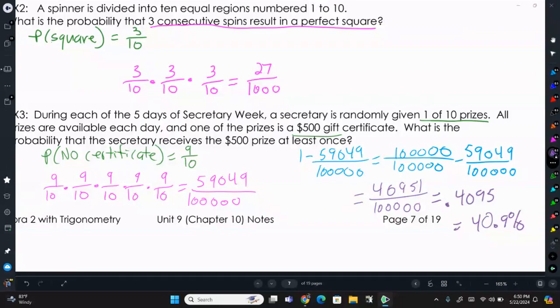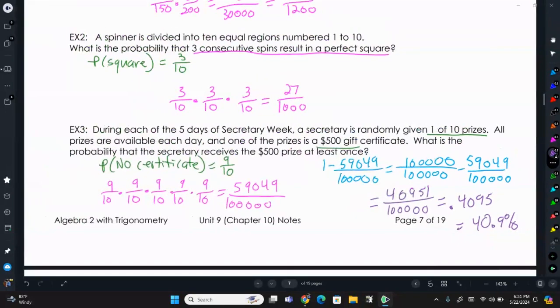So she has a 40.9% chance of getting that gift certificate at least one time. And again, we don't know if she gets it on the second, third, or first day, but she does have a 40.9% chance of getting it at some point. So that's what makes the complement powerful. Trying to figure this out without it, there's a lot of possibilities that we'd have to address.